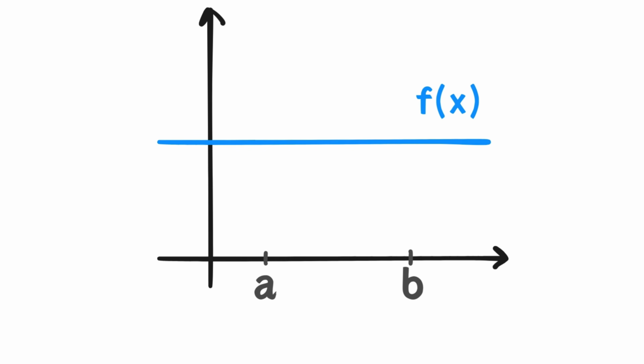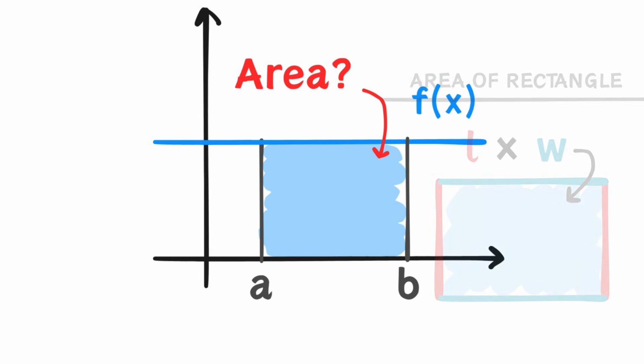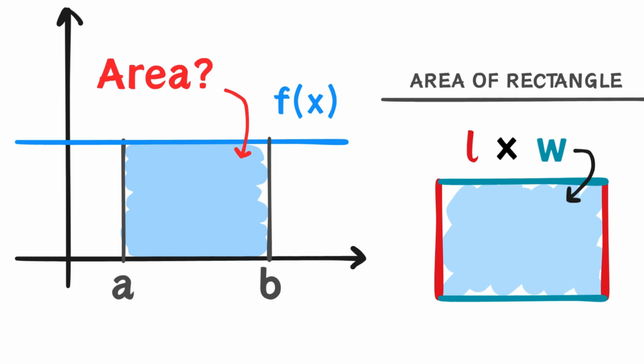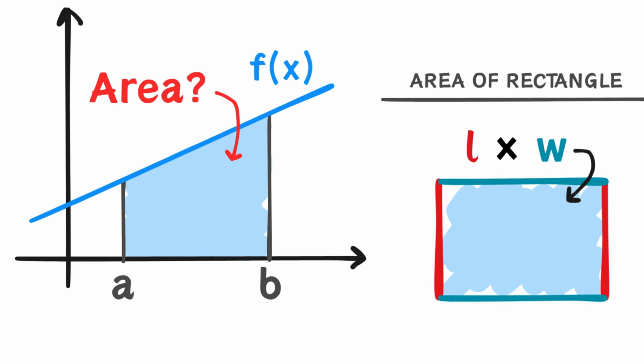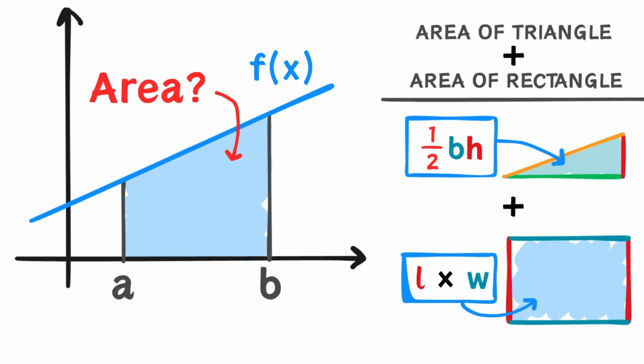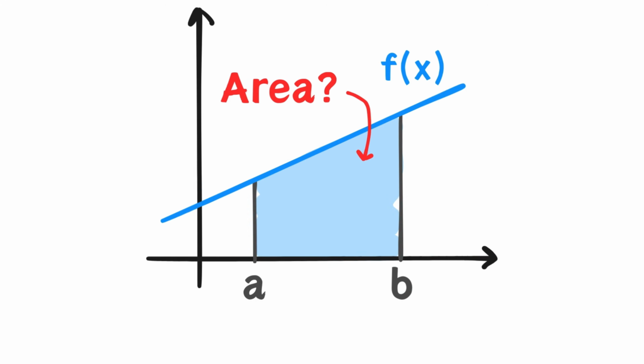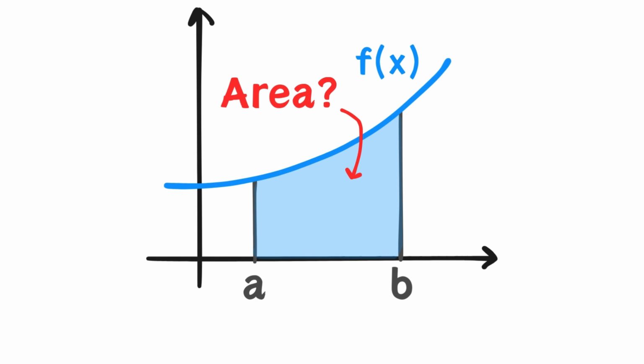How do you find the area under a function? For a linear function like this, it's pretty easy. All we need to do is find the area of a rectangle. For other linear functions, we can break the region into the areas of a rectangle and a triangle. But what happens when you're trying to find the area under a curve?